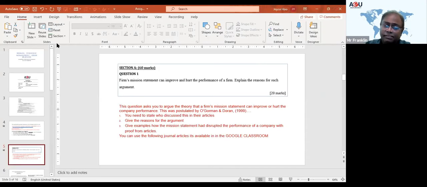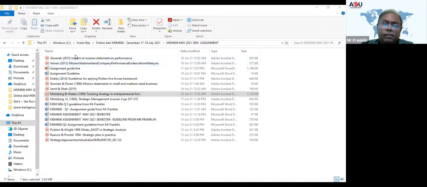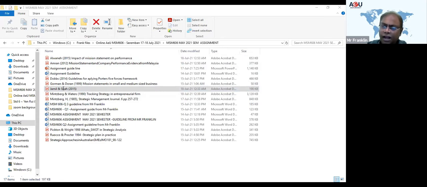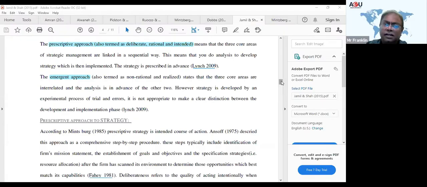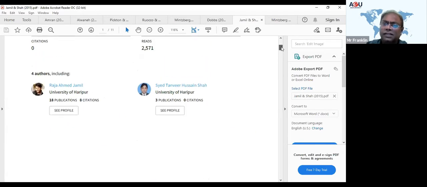Okay, let's look at some examples. Maybe I can help you on this part. So let's say, for example, let's open up any article that you have. Okay, so let's look at Jamil and Shah. He's talking about emergent tech, strategic management. You see how he has written here. So this is by Jamil and Shah. They have written a very good article on emergent technology.